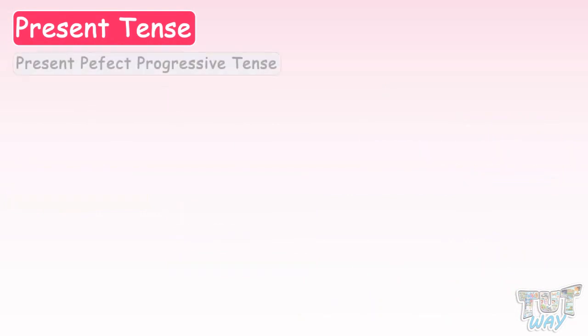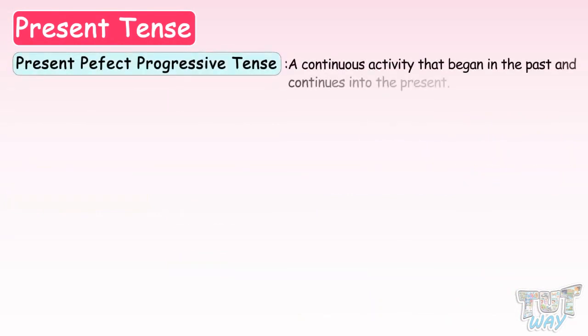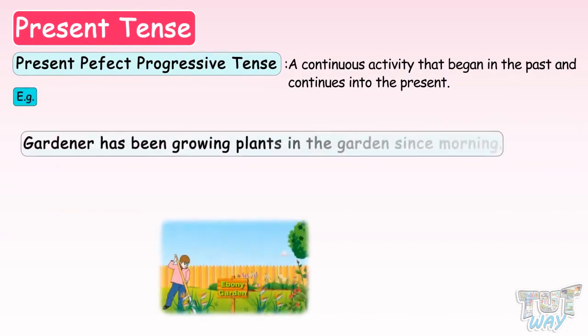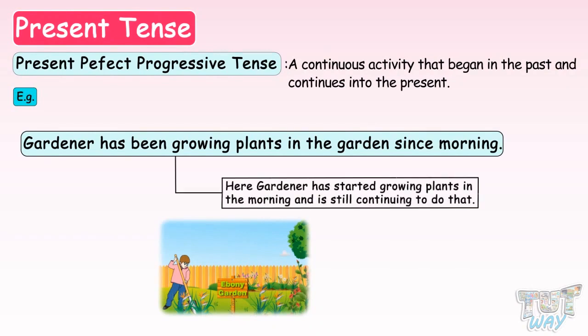The present perfect progressive tense is used for a continuous activity that began in the past and continues into the present. For example, gardener has been growing plants in the garden since morning. Here, the gardener started growing plants in the morning and is still continuing to do that.